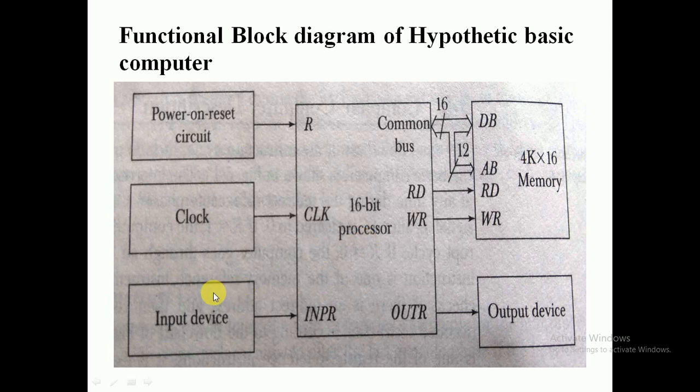It also receives information from the input device and processes it, and after processing the information it produces the result, and that is displayed on the output device. It also receives commands and controls the power on reset circuit and clock. The clock is used to synchronize the system with memory and other input output peripheral devices.